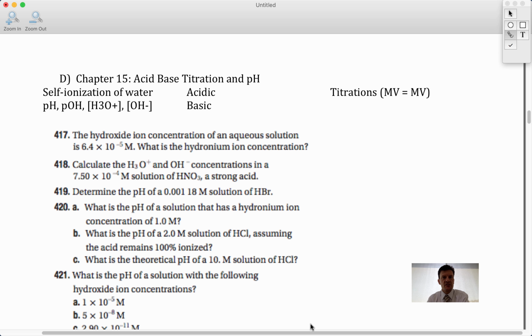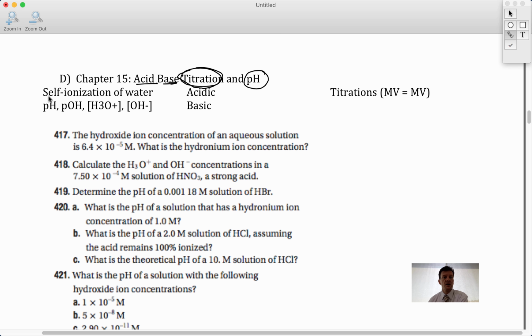All right, chemistry, as we continue our review of semester 2 chapters, we are in chapter 15, and we're continuing our discussion about acids and bases. And specifically, we're going to be looking at how to do some calculations to find pH, to find concentration, as well as have a conversation about titration.